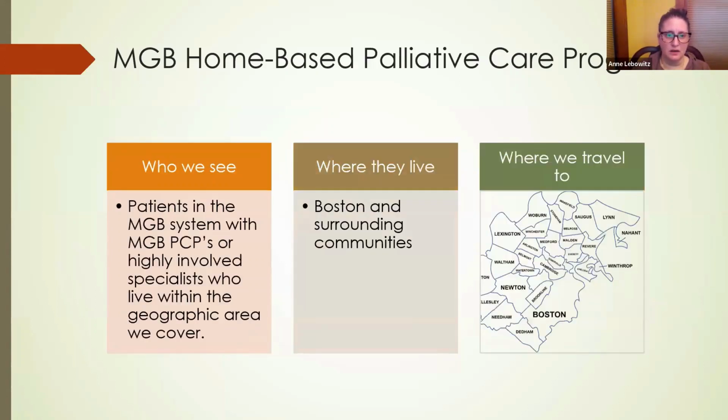So we see patients who are part of the MGB system. They either have an MGB primary care doctor, or they have a highly involved outpatient specialist, and the reason for that is because we need to have a clinic or a physician that we are consulting to and working in concert with. That's why we really need to keep it within our system. And then we cover a specific geographic area, shown to the right. If you want to take a look at that, it's mostly Boston and the surrounding areas.